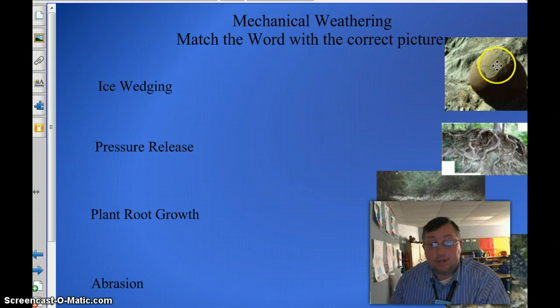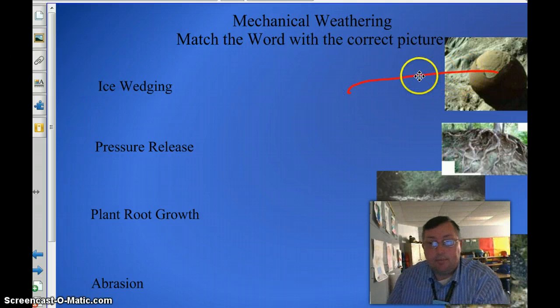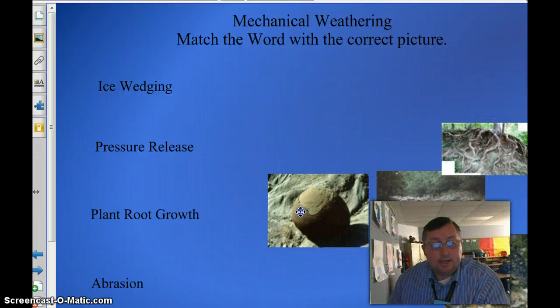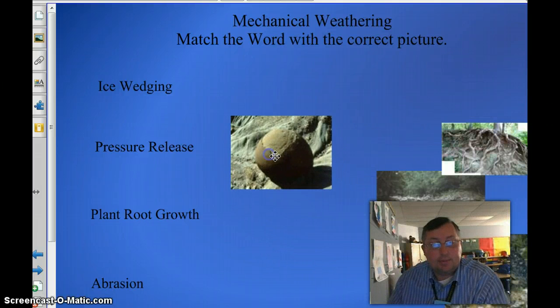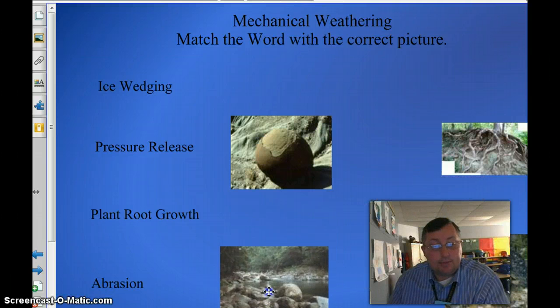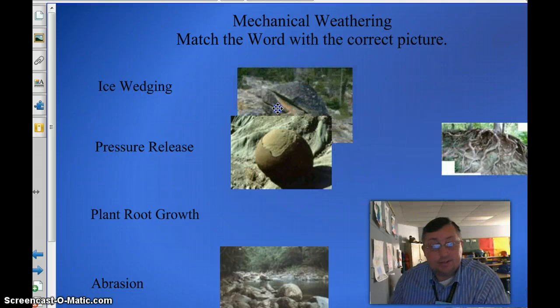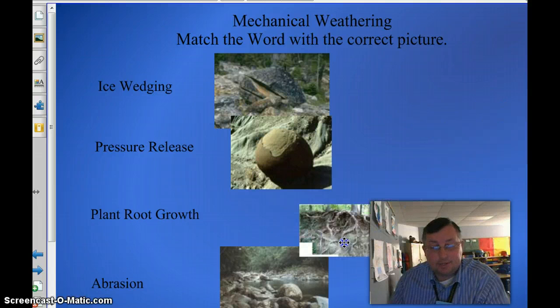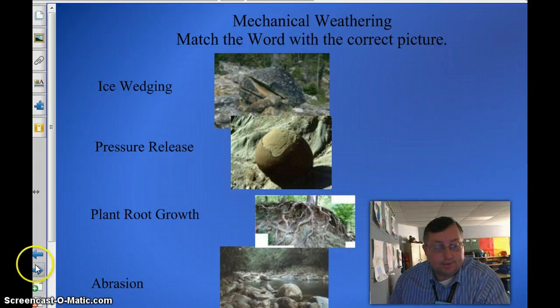Then there's these pictures, like you see this picture right here. Oops, maybe I should actually not have a pen anymore. Let me get rid of him. Now this one right here, it looks like a layer has been broken off. These rocks right here, they are by abrasion. This one right here, you can see it's been split because ice had gotten between that rock and broke it. And this one obviously is our plant root growth because of the roots growing into the rock.